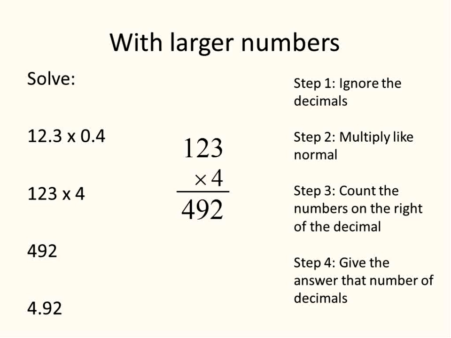And that's how we would solve this. So 12.3 times 0.4 gives us 4.92. And that's how we would give the answer with the correct number of decimals.